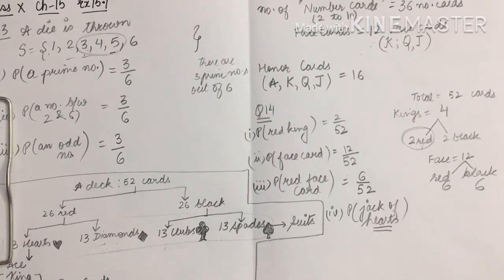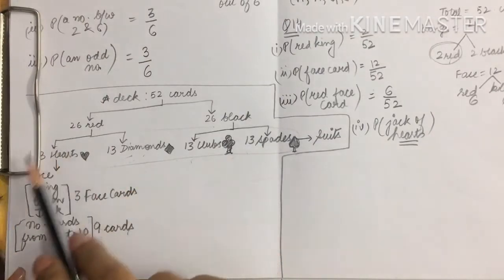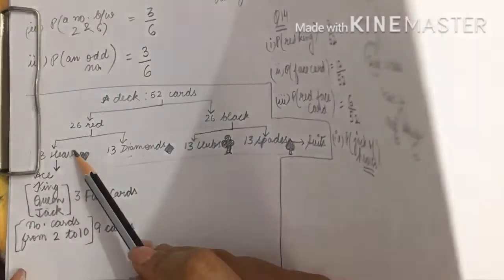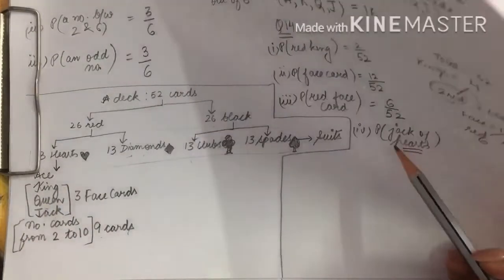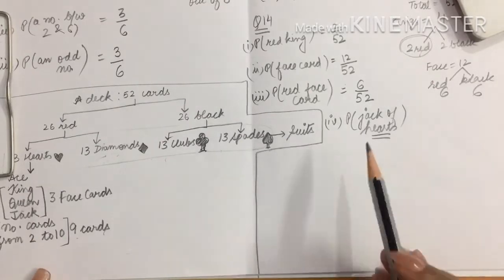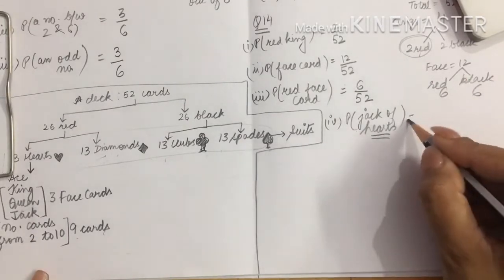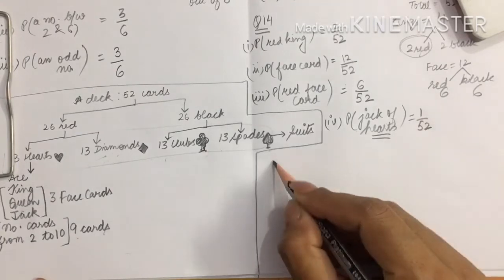Let's go back to the list. So this is the list which shows the cards of hearts. In the hearts suit, there is just 1 jack. So the answer for this part, the probability of getting jack of hearts is 1 out of 52.